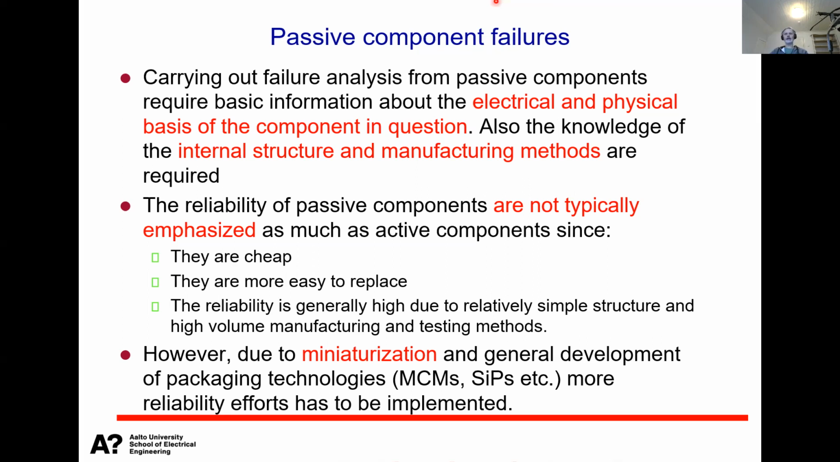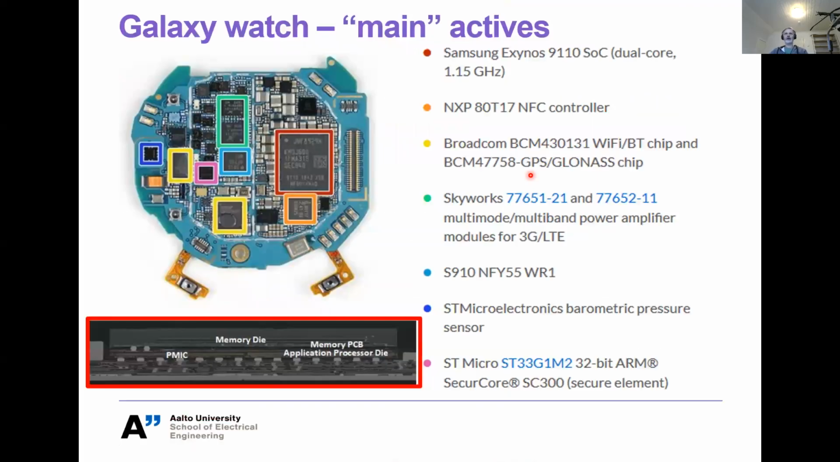So we need to think that we have passives and actives in our product, and we need to maybe have a slightly different viewpoint, but it's not only that the passives are cheap and easy to replace. Sometimes they can be really difficult to replace because they are integrated in highly integrated, very costly packages. So at least for those of you who are now also taking the Mervis course, Sustainable Electronics, you are more than well familiar with this one.